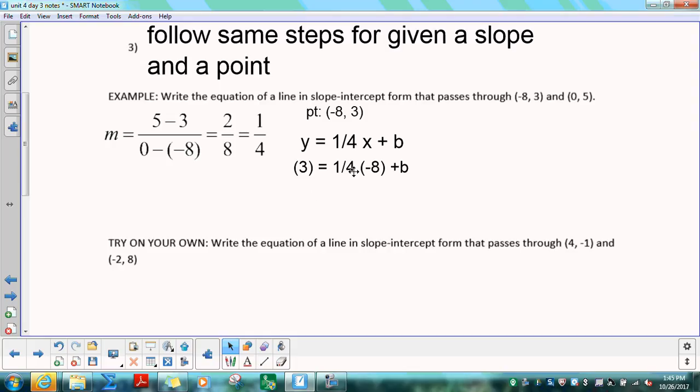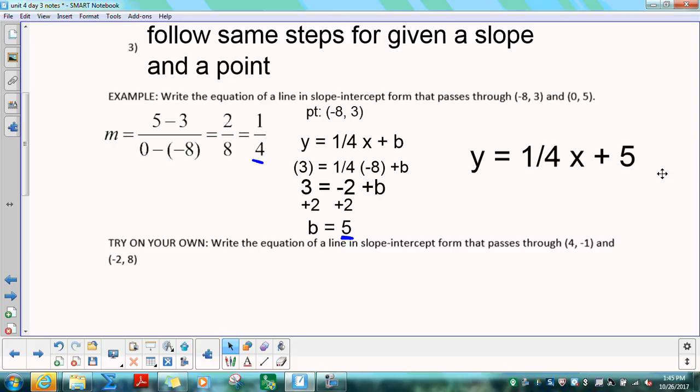So 3 is just 3. 1/4 times -8 is -2. Okay? So to get b by itself, I'm going to add 2 to both sides. I get b equals 5. So now that I have my slope right here, and I have my y-intercept right here, I can go ahead and plug in my slope-intercept form. Y equals 1/4 x plus 5. Okay?